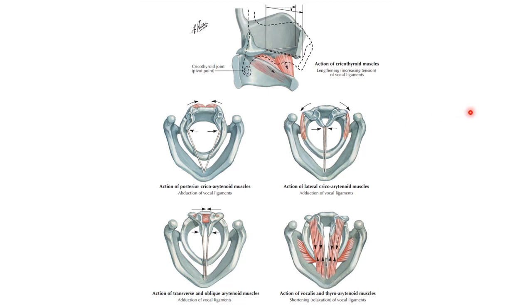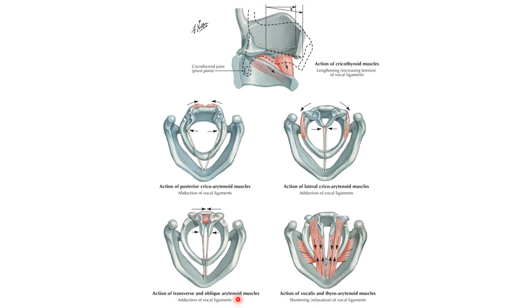And here would be the summary of that set of movement. First, the action of the cricothyroid muscle, and the effect will be lengthening of the vocal ligaments, increasing the tension. Next, action of the posterior cricoarytenoid, which will lead to abduction of the vocal ligaments. Abduction. Next, action of the lateral cricoarytenoid muscles, which will cause adduction or movement towards the midline of the vocal ligaments, closing the rima glottidis.